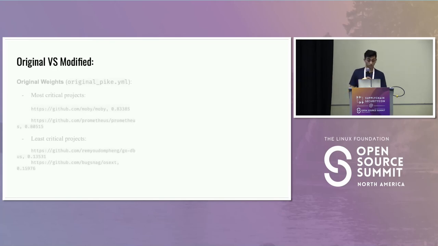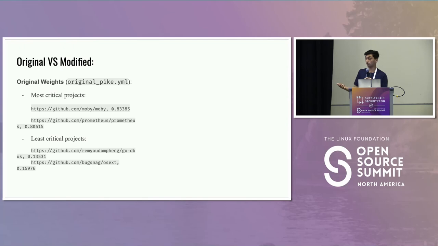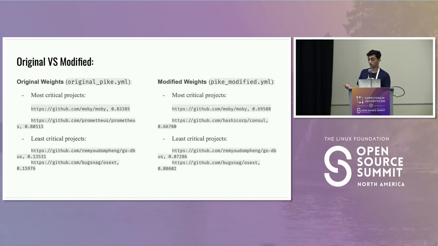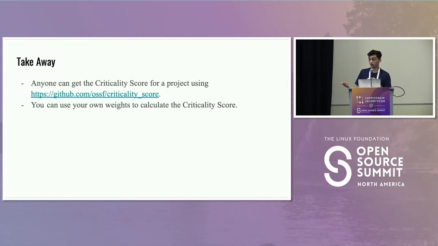And with original weights, our most critical projects have scores of 0.83 and 0.80. While with modified weights, our most critical projects have scores of 0.69 and 0.66. This is a huge difference. In the end, anyone can calculate the criticality score of a project and use their own weights to do it.